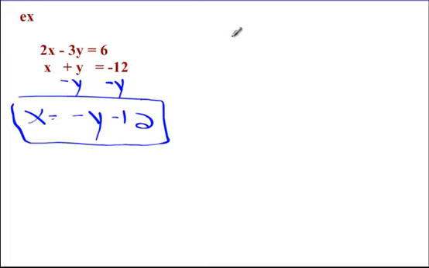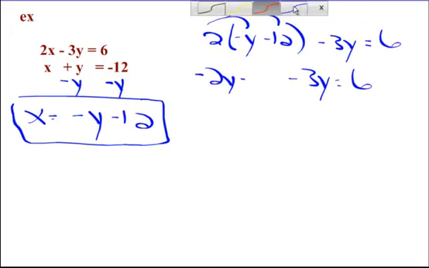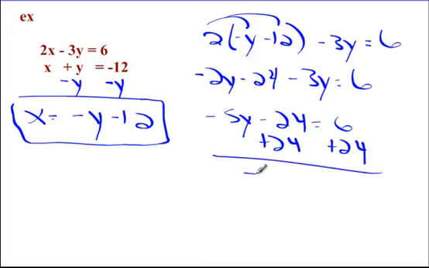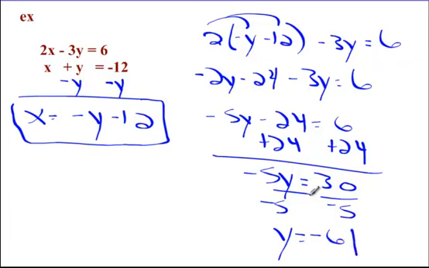We're going to substitute into the other equation. So in place of x, I'm putting negative y minus 12, minus 3y equals 6. Alright, make sure we distribute, we get negative 24. And the next thing we want to take care of is negative 5y minus 24 equals 6. Let's add that 24 over. Negative 5y equals 30. Divide by that negative 5. So y equals negative 6.